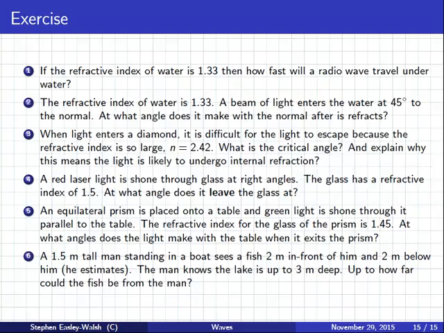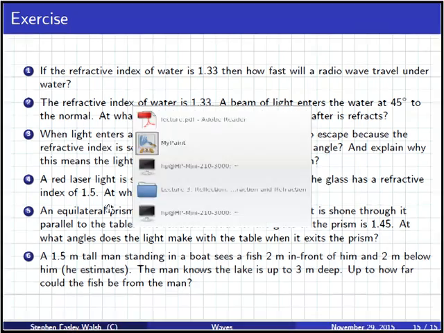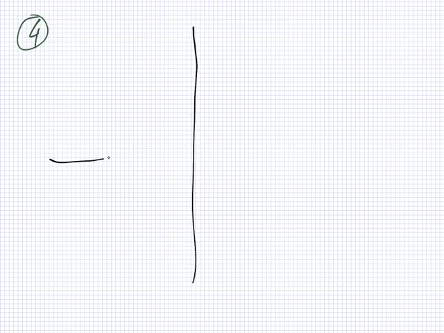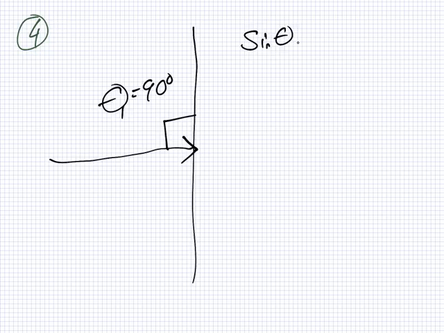Red light is shone through glass at right angles. The glass has a refractive index of 1.5. At what angle does it leave? Did anyone get this? Number 4. What answer did you get? No. It hits the glass at right angles. So this means that theta 1 is 90. Did you do sine theta 1 over sine theta 2 equals n2 over n1?